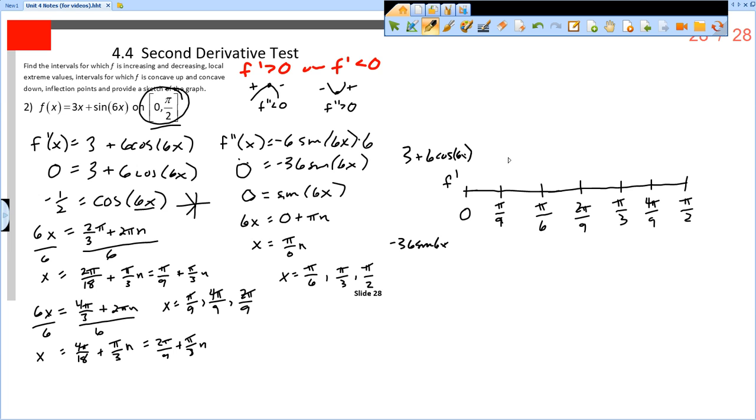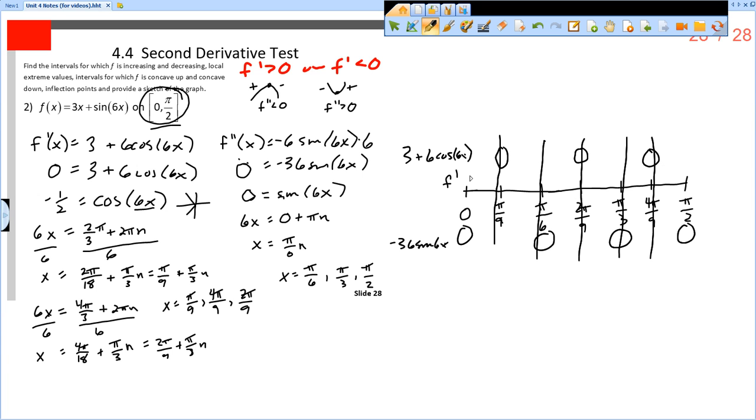Now on top, we're going to put zeros above pi over 9, 4 pi over 9, and 2 pi over 9. So I have those. On bottom, we're going to put a 0 below pi over 6, pi over 3, and then of course at the endpoints, pi over 2 and 0. And so now I need to do my sign analysis.